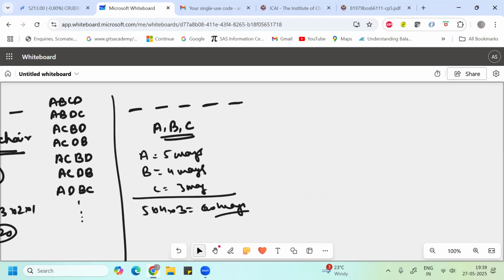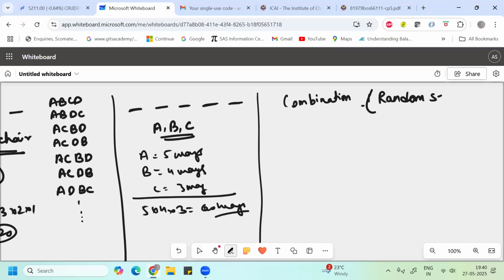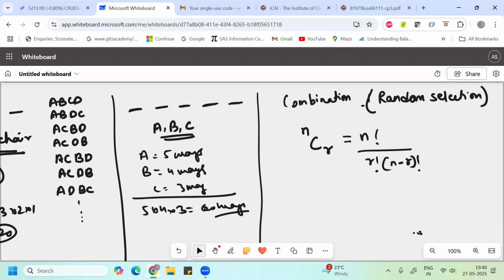So basically, when I am talking about combination, combination basically comes with random selection. So when you are working on random selection, like you have n objects, and from n objects, if you are trying to select r objects, then it would be done in nCr ways. So the formula for this, you have to memorize, is n factorial by r factorial into n minus r factorial. This is the formula of working on combination.